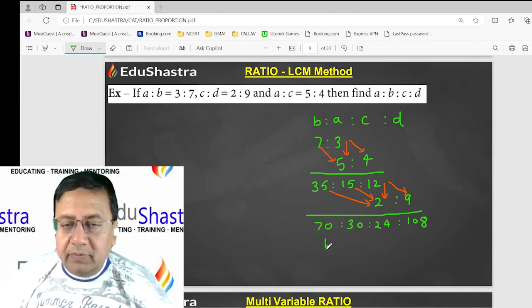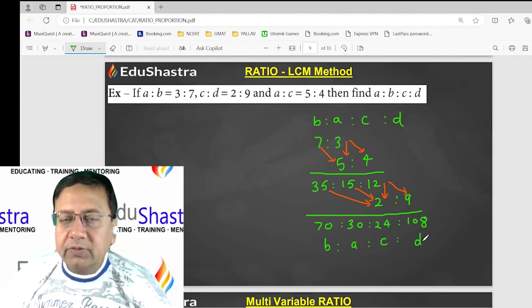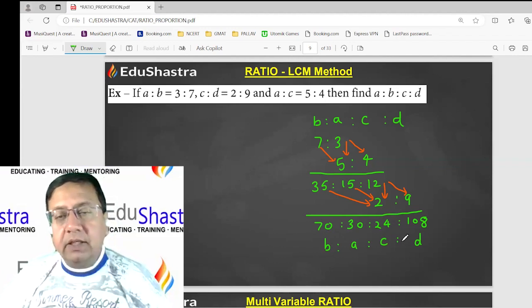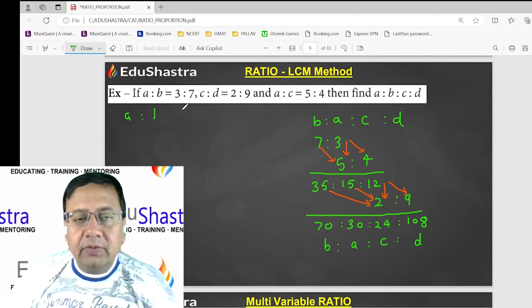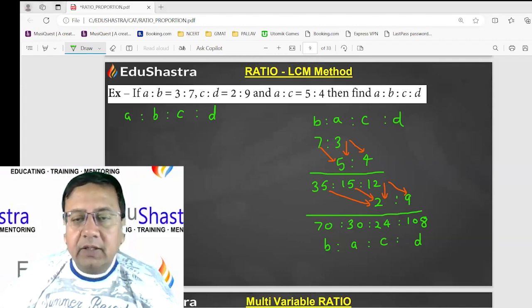This is my B ratio, this is my A ratio, this is my C ratio, and this is my D ratio. But I need to find the answer as A to B to C to D, right? So if I need to calculate A to B to C to D, how do I get my answer? This is 30, this is 70, this is 24, and this is 108.